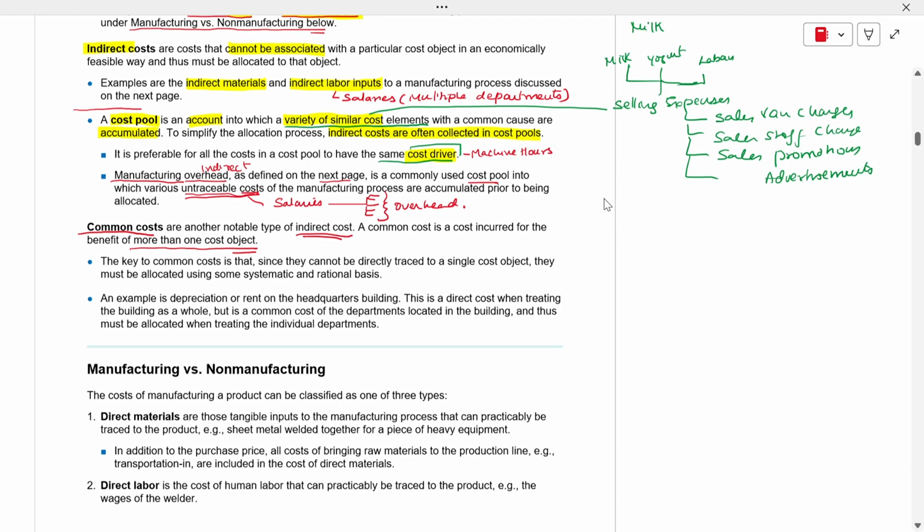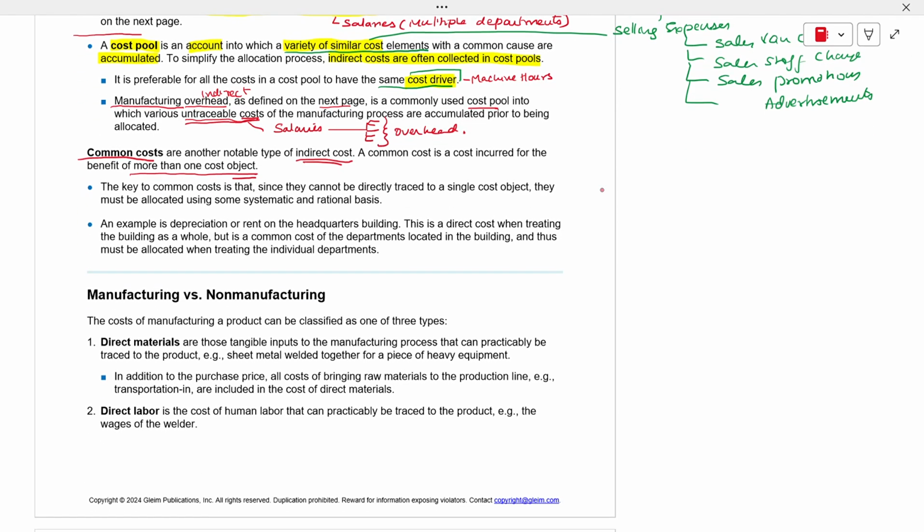Next, what is the common cost? Common cost is otherwise called an indirect cost. A common cost is a cost incurred for more than one cost object. Simply, don't get confused: it is a type of indirect cost. Don't get confused with so much terminology. The key to common cost is that we cannot trace it to a single object. See what will happen; take into consideration.